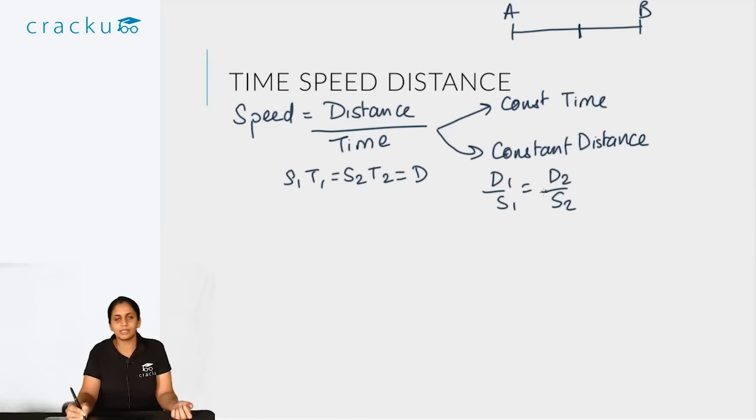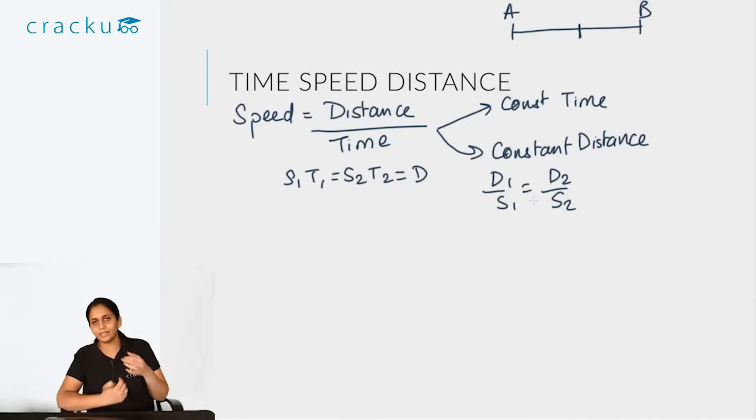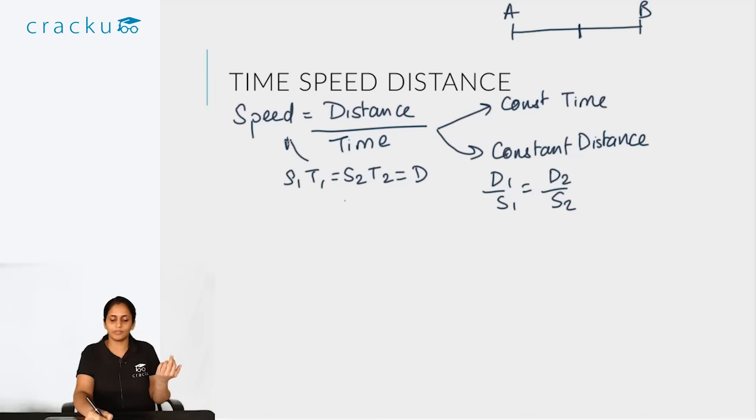So by using this equation, we can figure out how much of the distance was covered by this person and how much of the distance was covered by the other person. So essentially, in time, speed and distance, first figure out whether the scenario being discussed is of constant time or constant distance, then write an equation in speed, essentially using this basic formula of time, speed and distance. That's your only thing for most easy questions in time, speed and distance.